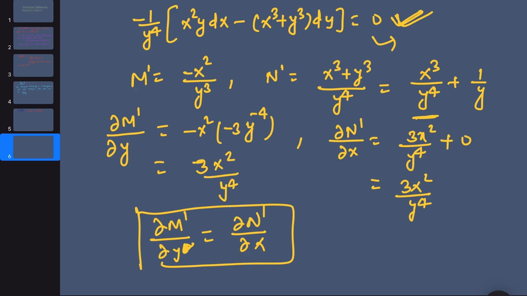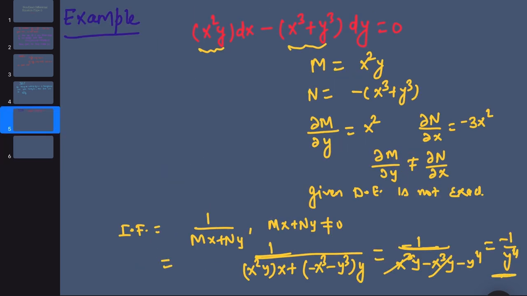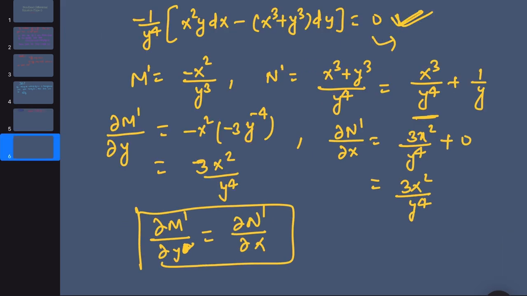So up to here, what we have done: first of all, we have a given differential equation, and we checked whether it is exact or not. It was not exact, so first of all we make it exact. We find the integrating factor, which was minus 1 over y to the power 4. After multiplying by this integrating factor, it is an exact differential equation.